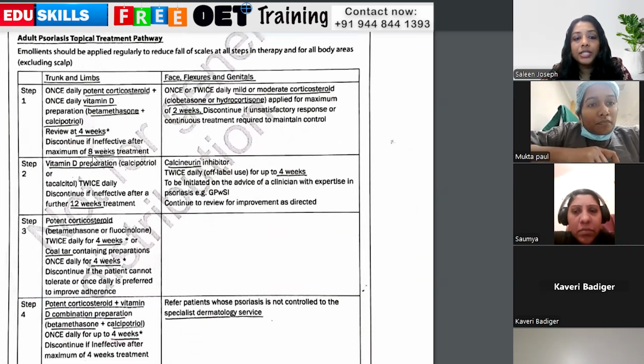Here they have mentioned trunk and limbs. If it is in the trunk and limbs, then you have to give the treatment like this. Then for face, flexures and genitals, they have given another one. There are 4 steps here: potent corticosteroid, vitamin D, then a time period of 4 weeks, again vitamin D, potent corticosteroid, the same thing, right?